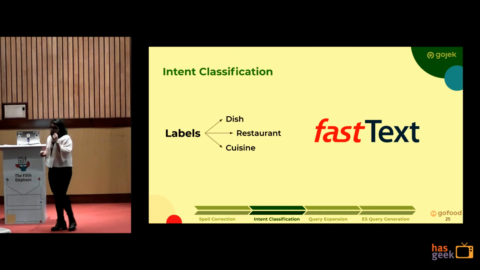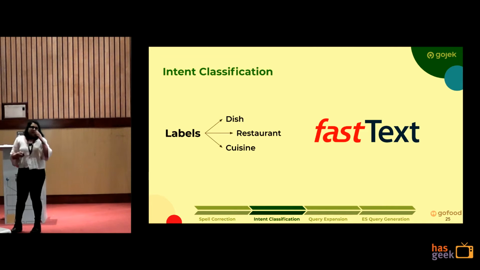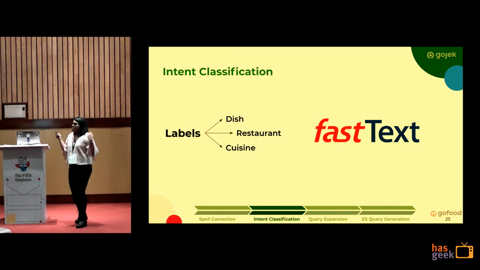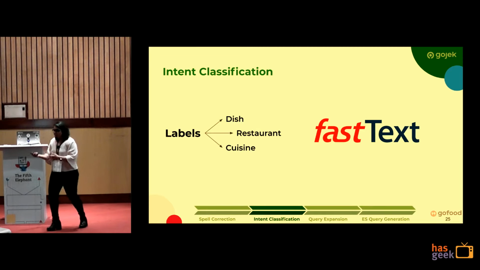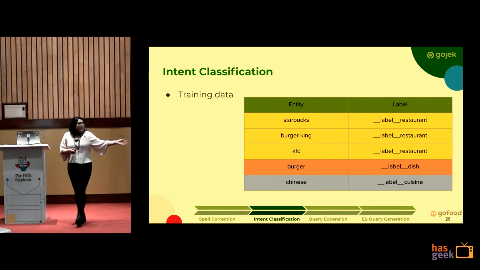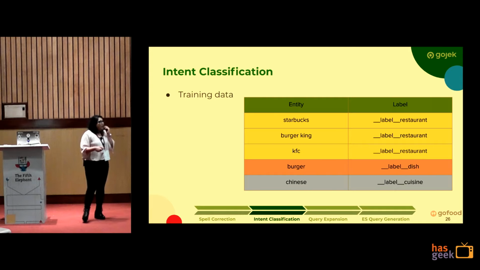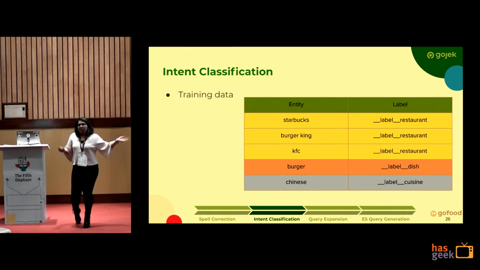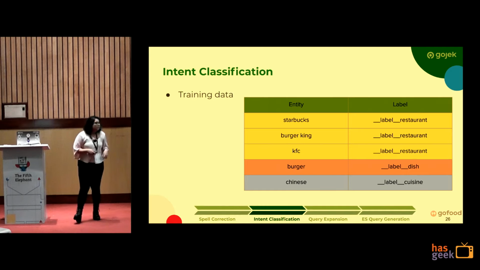FastText is a very popular text classification, or supervised text learning, algorithm library that is used for text-based data. So this is what our training data looked like. On the left, we have the entities, and on the right, we have the corresponding labels, which we know because this is exactly the mapping that they have in our corpus.